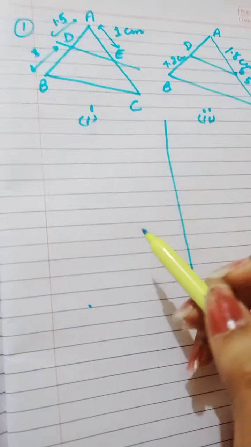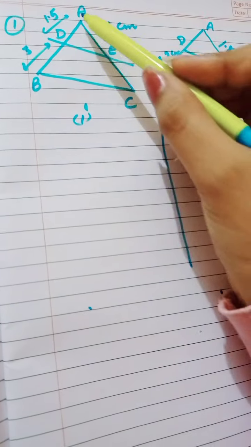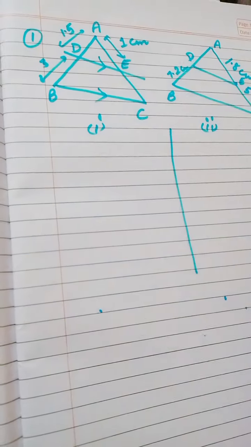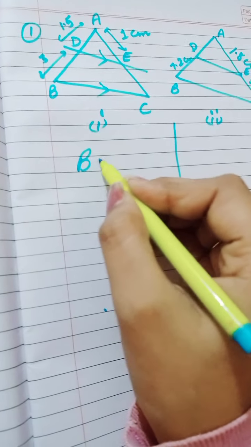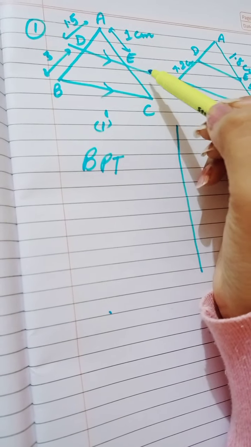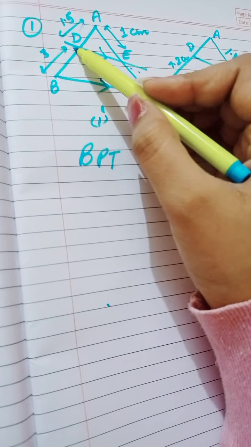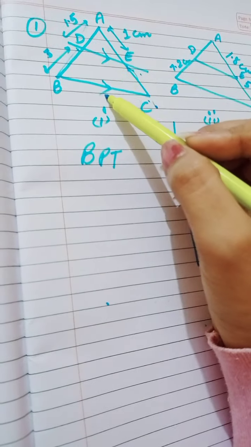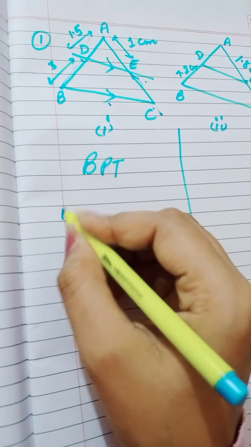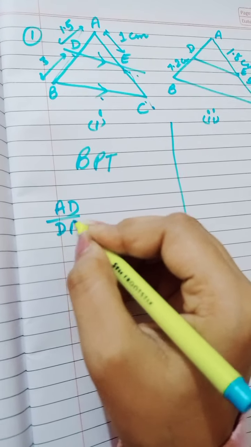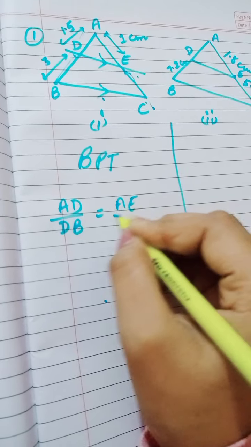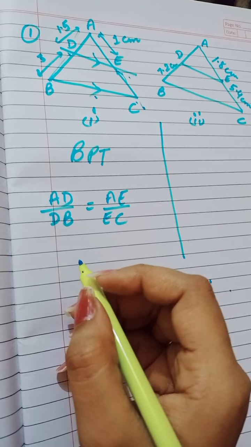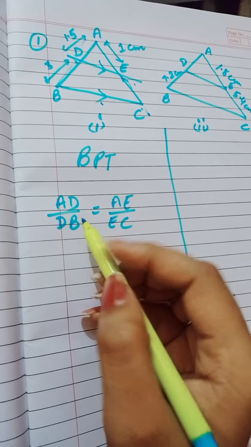The first type of question is this, students: one triangle is given to you and it is told that DE is parallel to BC. So by using BPT you have to find the third side, EC. So if lines are parallel, by using BPT you can say that AD upon DB would be equal to AE upon EC.